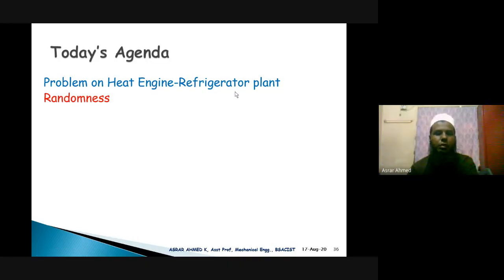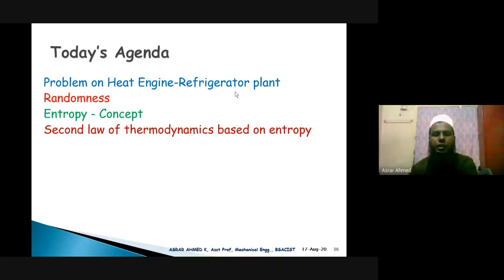Then we are going to discuss something called randomness, which is the next topic, and the entropy concept. A new fellow is entering our topic, which is called entropy, and the second law of thermodynamics based on entropy. Remember, we are discussing the topic of second law of thermodynamics. In the first module it is the first law of thermodynamics, in the second module it is the second law of thermodynamics. And what we are discussing in this heat engine, refrigerator or heat pump is nothing but the second law of thermodynamics only, based on Kelvin statement and Clausius statement. And we shall end this session by discussing an example for entropies.